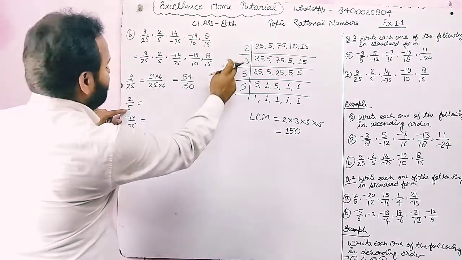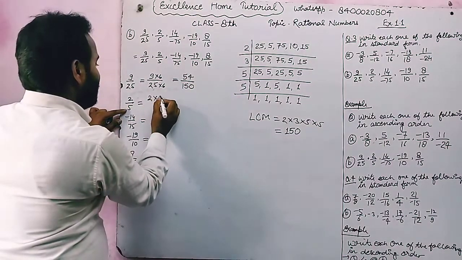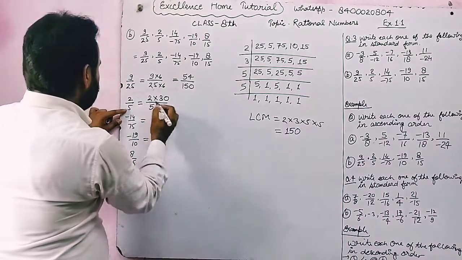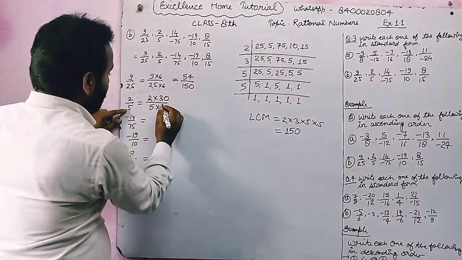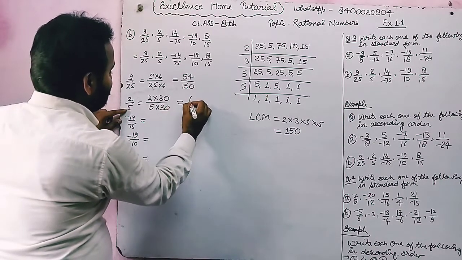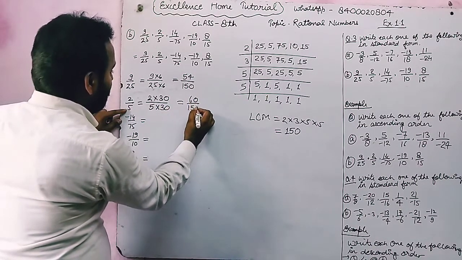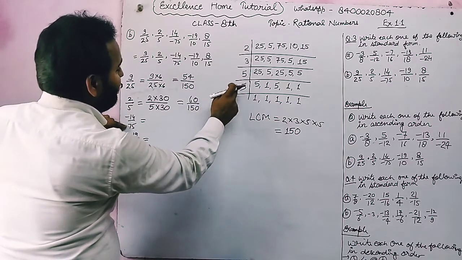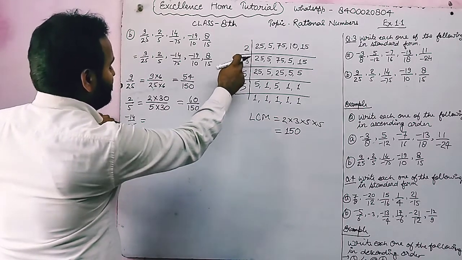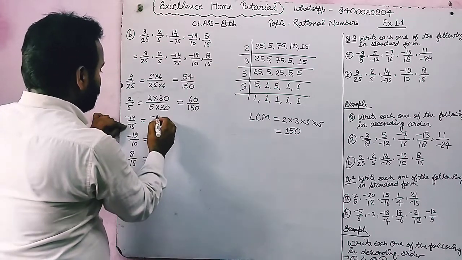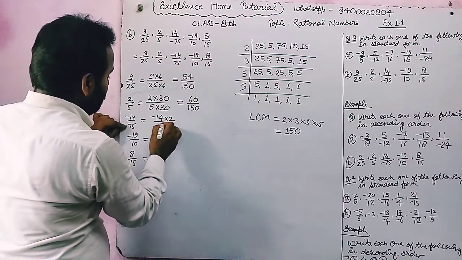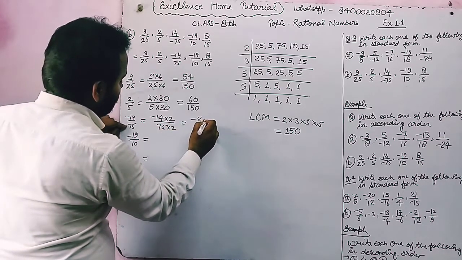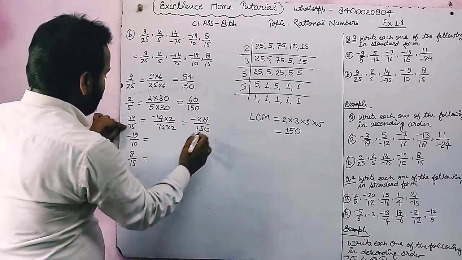And 5 is removed. Remaining is 5 2 are 10, 3 30. So we have to multiply this by 30 to make it equal to 150. And this is 60 by 150. And this is 75. That is 5 5 ja 25 and 3 ja 75. Remaining 2. So we have to multiply the denominator and numerator by 2. So this is minus 28 upon 150.